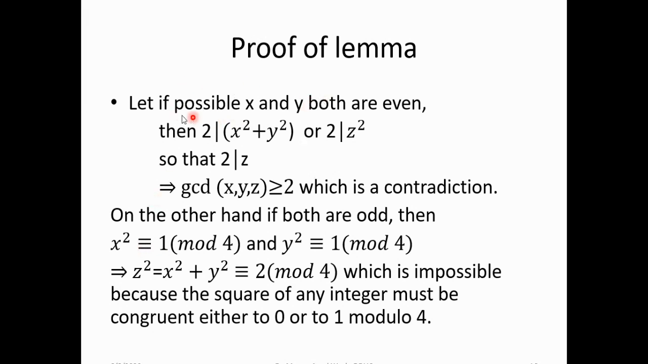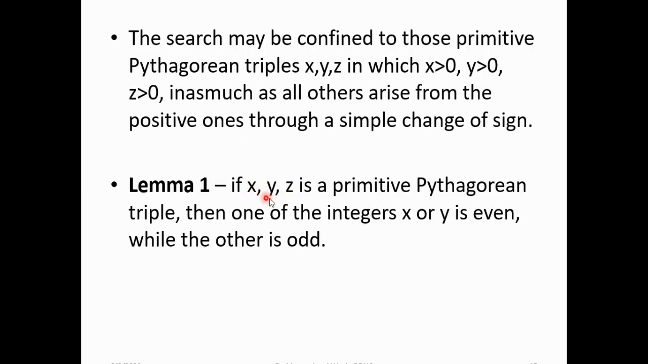So this was the case when we suppose that x and y both are even. On the other hand, suppose both are odd. Then x square is congruent to 1 modulo 4 and y square is congruent to 1 modulo 4, and this implies that z square, which is equal to x square plus y square, is congruent to 1 plus 1, that is 2 modulo 4, which is impossible because the square of any integer must be congruent either to 0 or to 1 modulo 4. So we have proved that if x, y, z is a primitive Pythagorean triple, then one of the integers x or y has to be even and the other has to be odd.